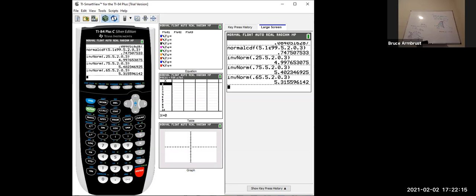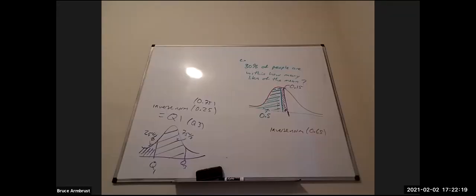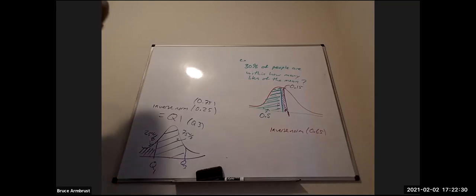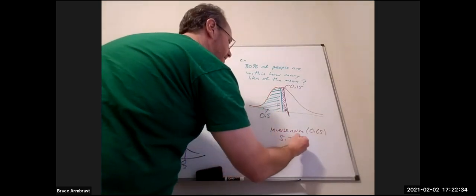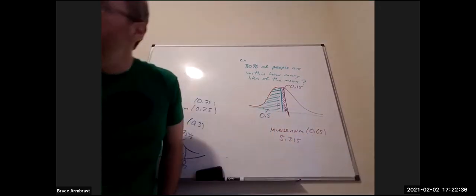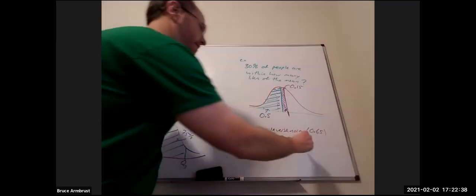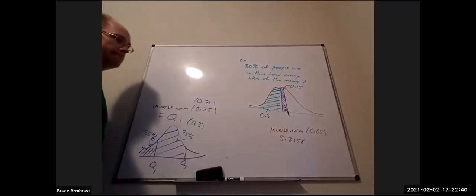Now I'm going to go back to the whiteboard. Let me get rid of the share. But we're going to keep track of that number. All right, so we found that that was 5.3156. We'll round it off.